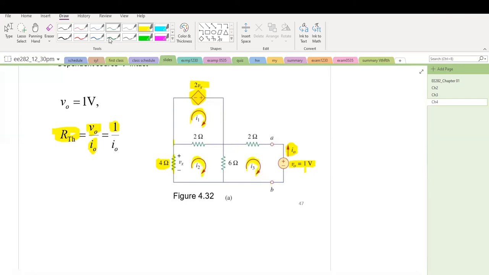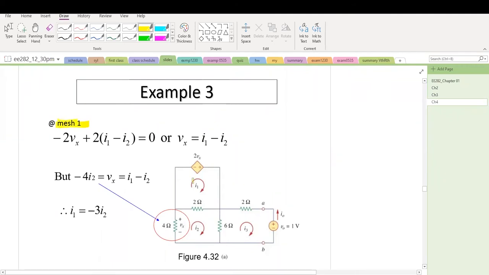And by the way, I naught equals minus I3, because I3 flows in this direction, and I naught flows in this direction here. They are in opposite directions. So if we solve all of these mesh currents, I1, I2, I3, we can obtain I naught. And then once we obtain I naught, we take the ratio that equals RTH. Let's look at mesh I1.